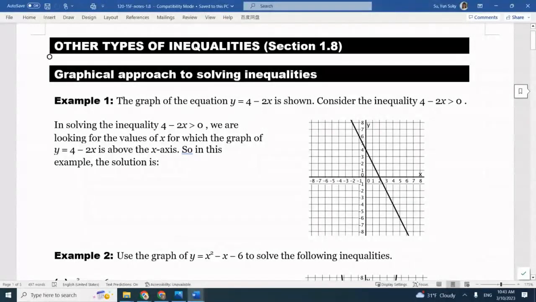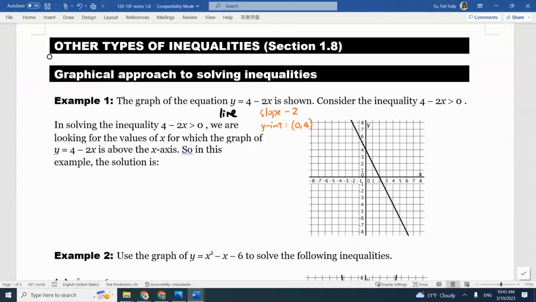-2. The coefficient of x is the slope, right? This is a line with the slope -2. How about the y-intercept? 4. You mean 0, 4, right? So that's why it comes through the point 0, 4.